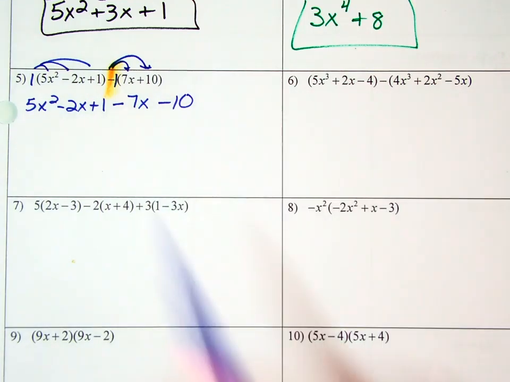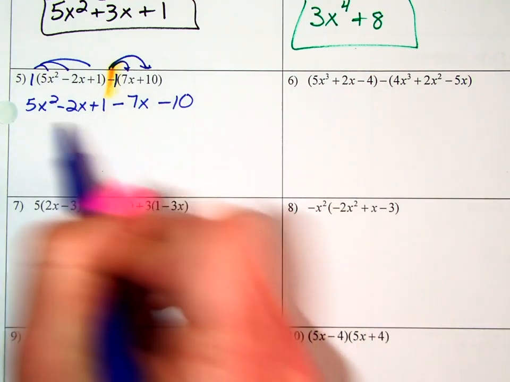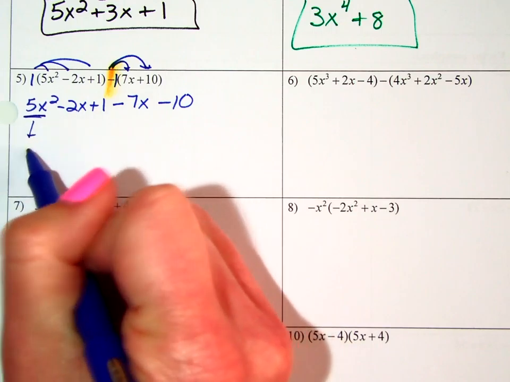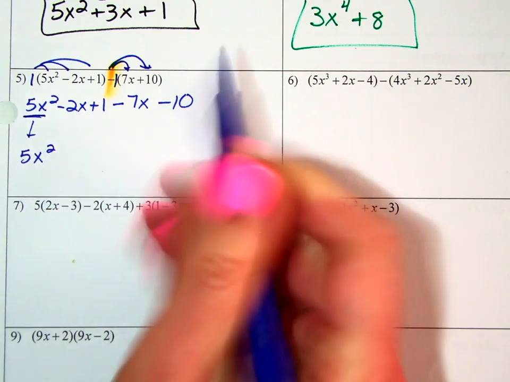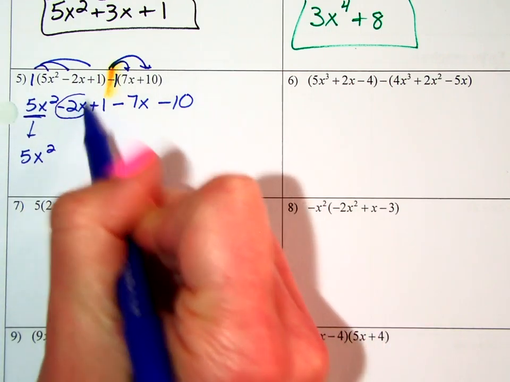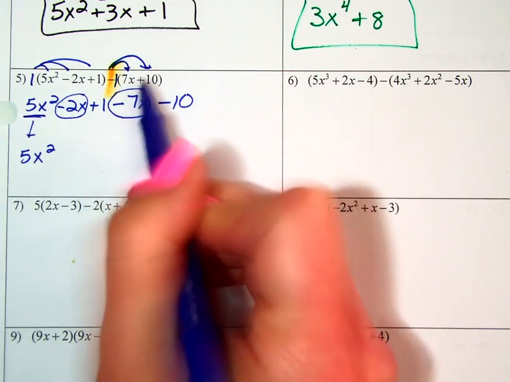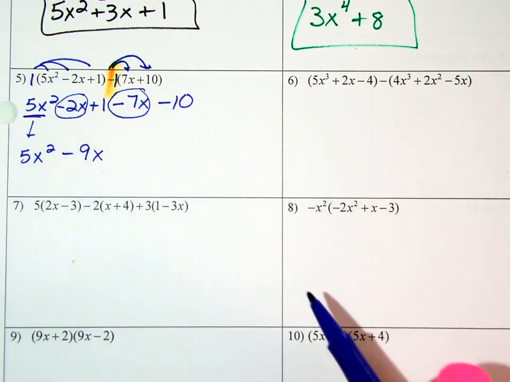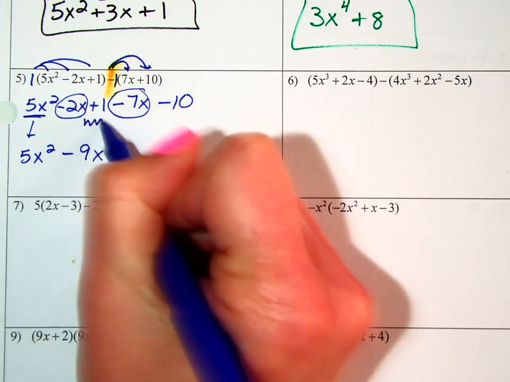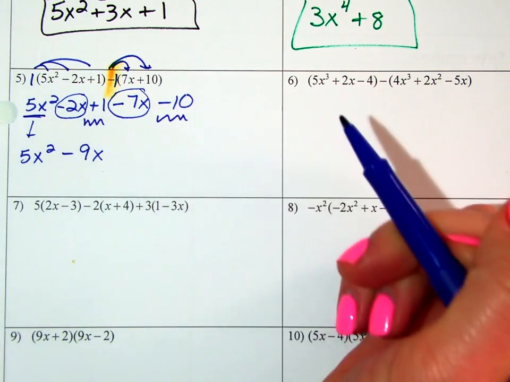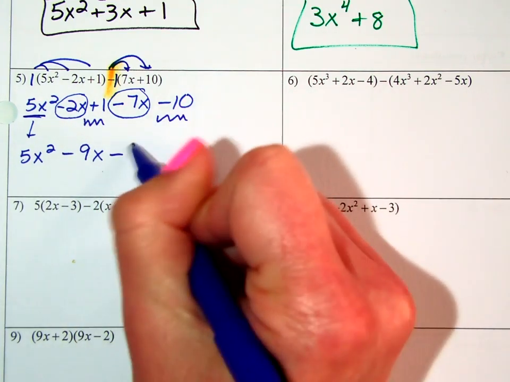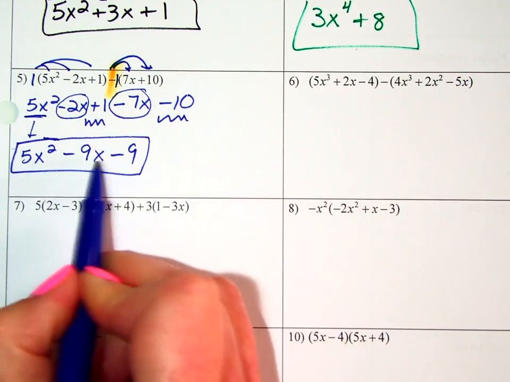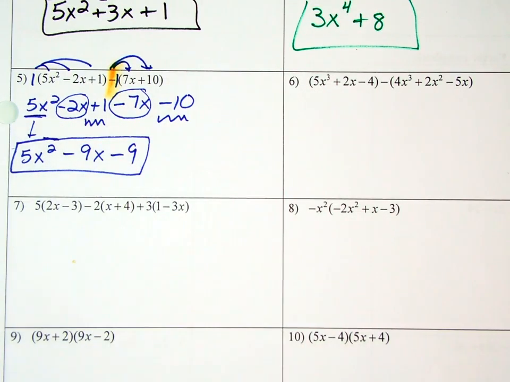And now again, we combine our like terms. I always look for my highest exponent first, which is the x squared. There's no like terms to it, so we'll just bring it down. The next one I see is a negative 2x, and its like term is a minus 7. So negative 2 minus 7 is negative 9. Just bring the x along. And then we have positive 1 minus 10 would be negative 9. It's in standard form because it's going from highest exponent to lowest, so we're all good.